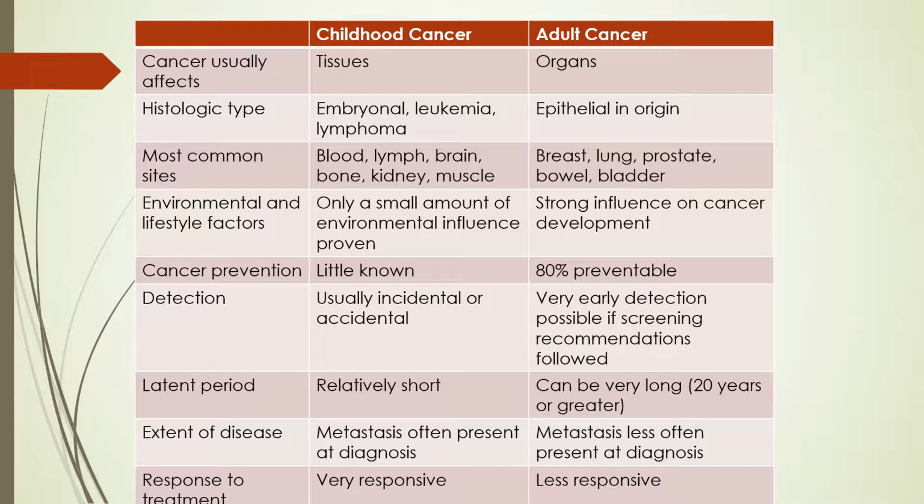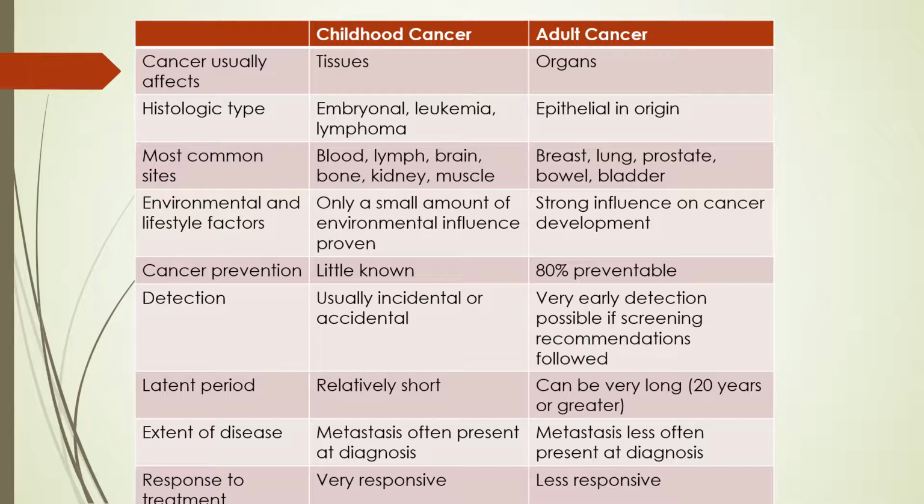Environmental, they don't feel that there's an environmental factor in childhood cancer. A little bit, but not much. They're still trying to figure it out. We do know that environmental and lifestyle factors are huge in adult cancer. Cancer prevention, we don't seem to know how to prevent cancer in children. Things like leukemia, we don't know what they get it from, and therefore we don't know how to stop it. Where we do know that 80% of adult cancer is preventable, either by lifestyle or by early diagnosis.